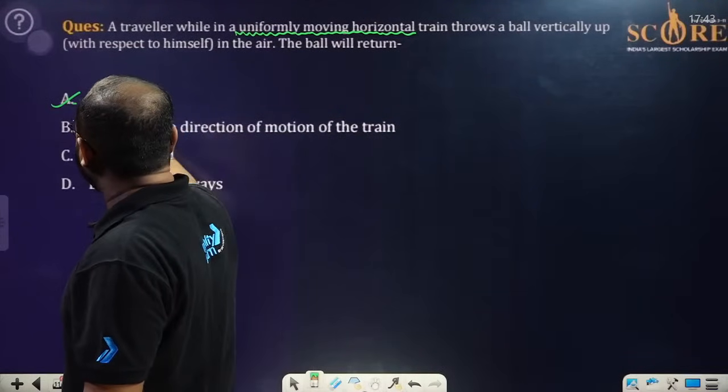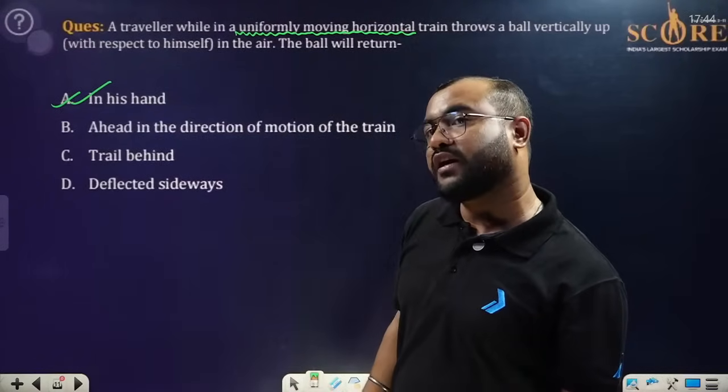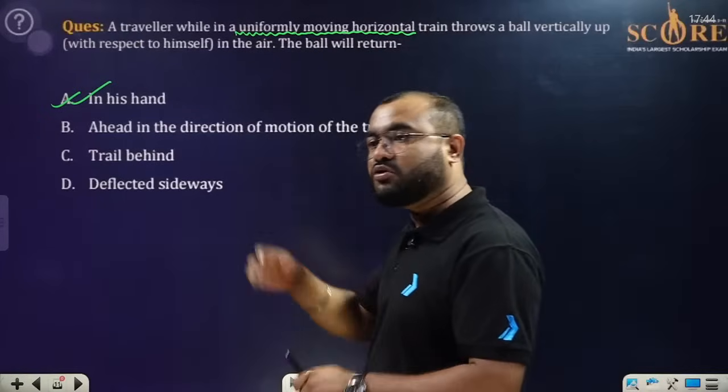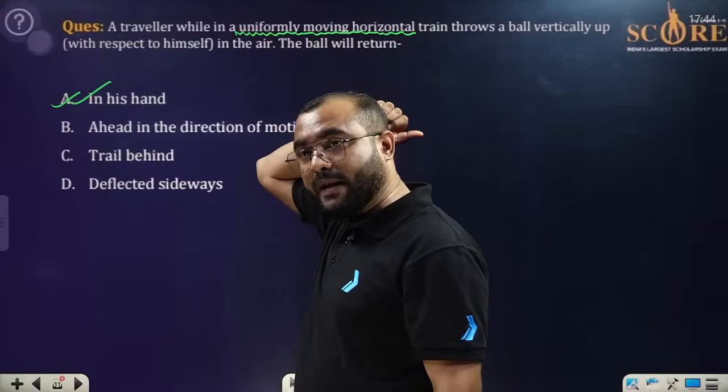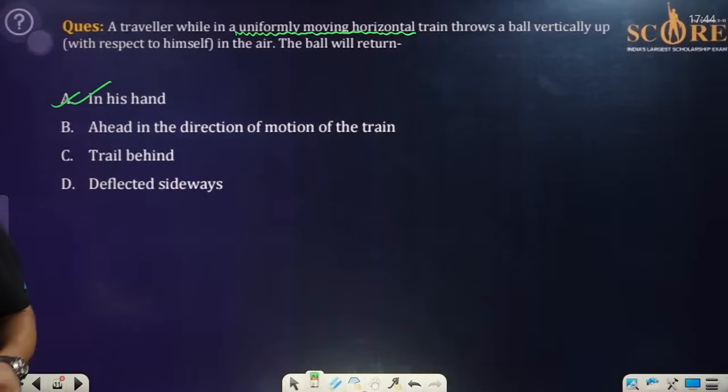Why is it going to be A? Because of the uniform motion. If it is accelerated motion, then it is not. If it is accelerated motion, the ball will move backwards, everyone. Since it is uniform motion, it will return to the hands. Okay, good. Let us move to the next one.